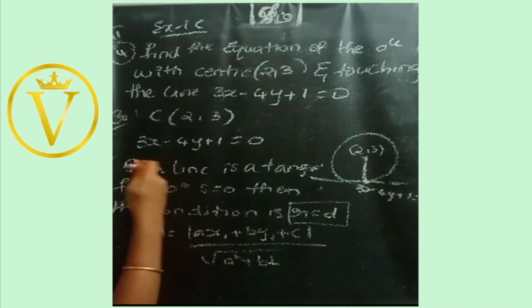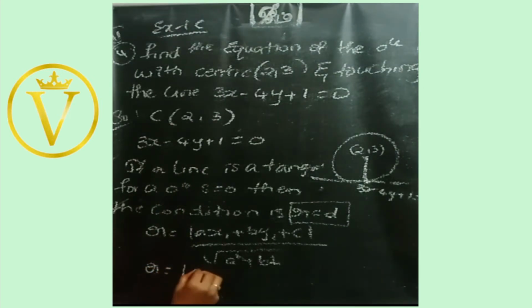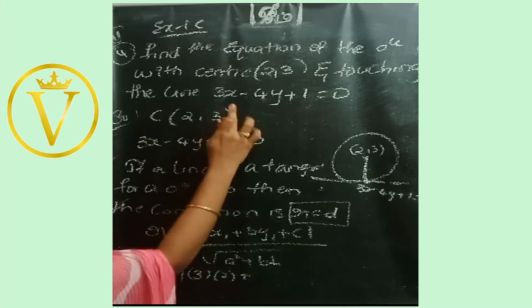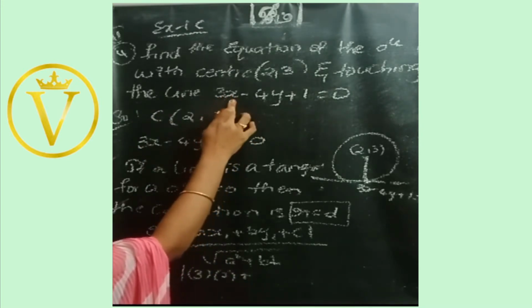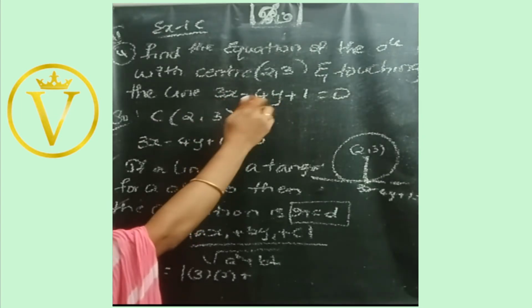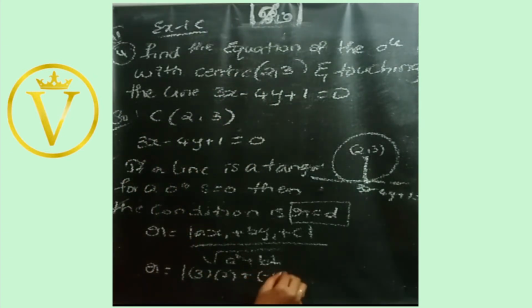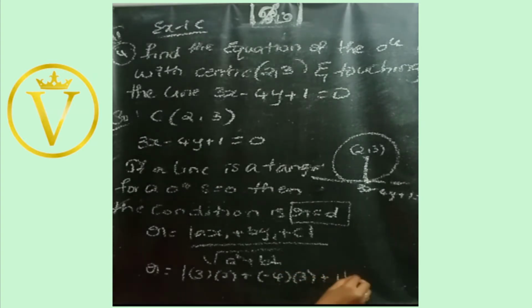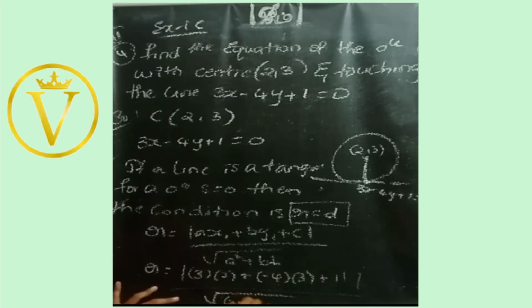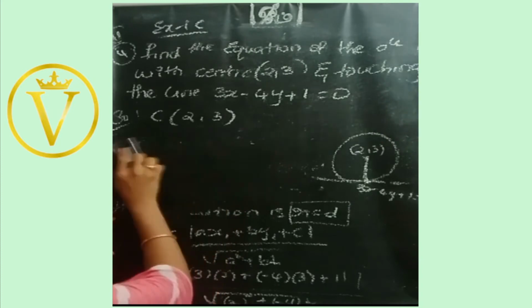Why? Because they didn't give the r value. So r equals 3 into 2, where 3 is the x coefficient, the y coefficient is b, and c is 1 here. Next, minus 4 into 3 plus 1, over root of 3 square plus minus 4 whole square. Now we will solve this and we will get the r value.